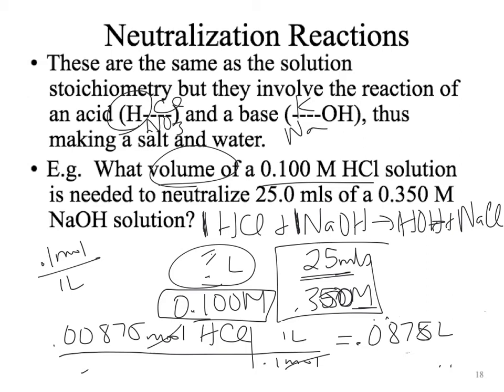Now some people are going to want to set up a ratio. They're going to want to say this many moles over X liters equals 0.1 moles over 1 liter, and you're going to cross multiply and you're going to divide, and ultimately all you're going to do is divide by 0.1. So I'm just saving you all the time.